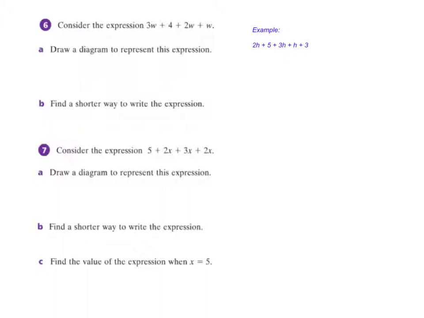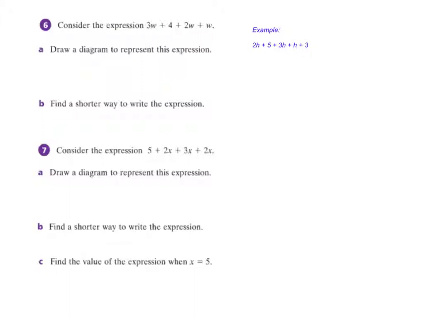Now, these ones are slightly different. It says consider the expression. Remember, expression is just the word for sum, but we use it for algebra and we haven't got an equal sign. So when there are no equal signs and we're dealing with algebra, it's called an expression. Remember that's just an algebraic word for sum.